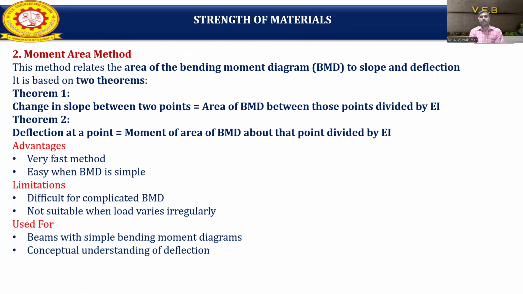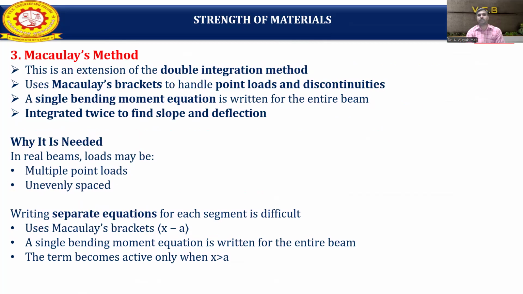So the moment area method is very useful for beams with a simple bending moment diagram, and if you already conceptually understand the deflection, then we can use the moment area method to find the slope and deflection.